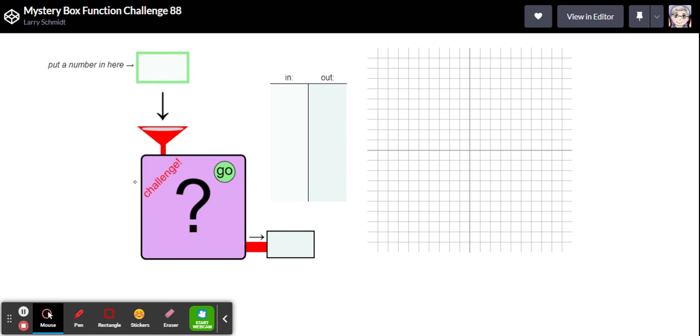Hello, everybody, and welcome to another Mystery Box Function Challenge. It's a Friday, so inside this purple mystery box, we have some extra challenging math. Your job is to figure out what that math is.